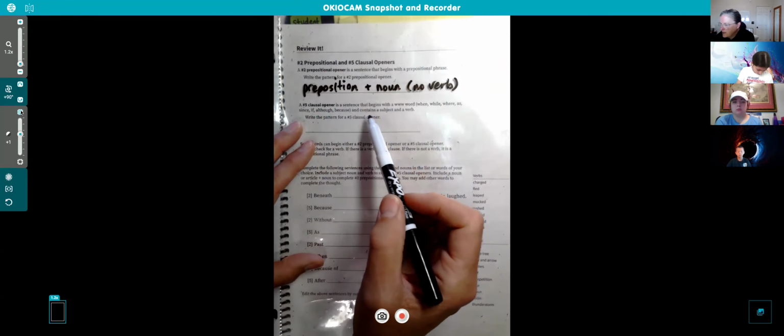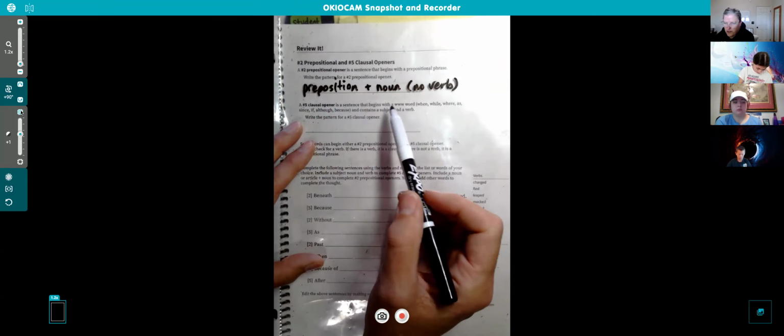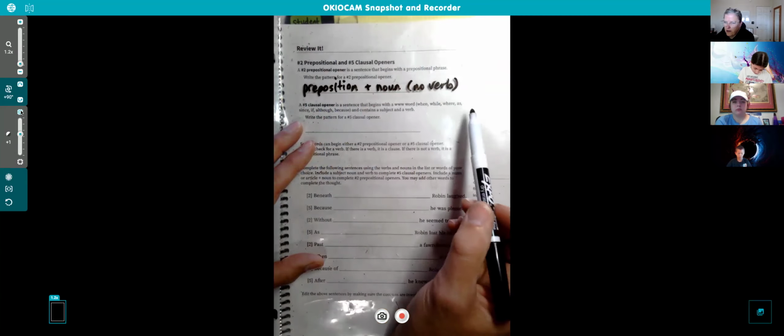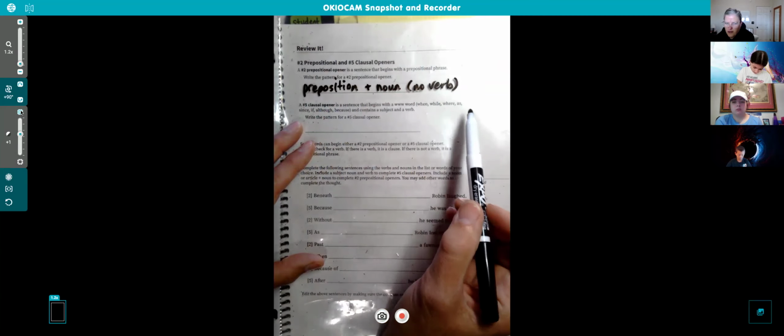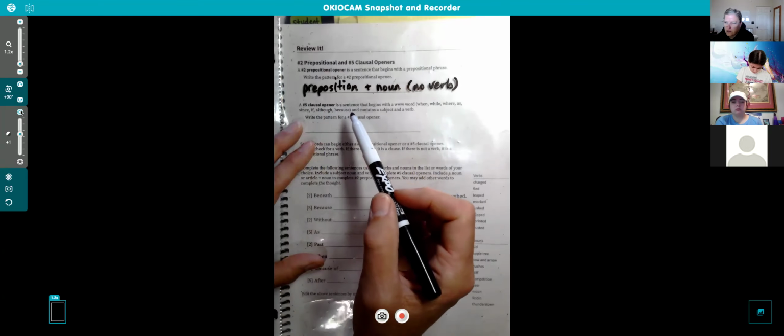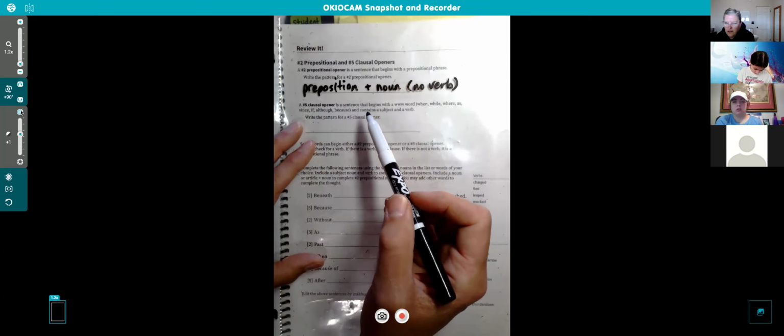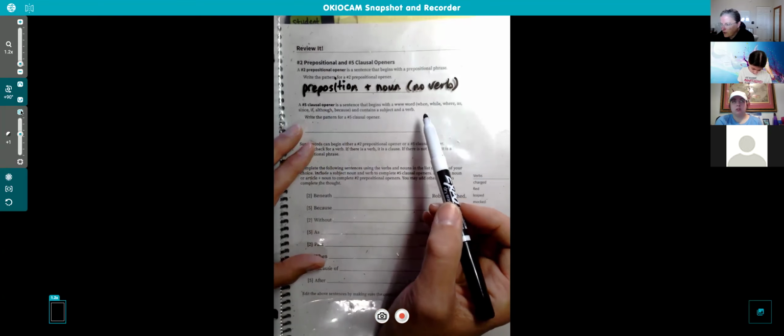We're on 157. So that's the pattern for a prepositional opener. It has to start with a preposition and it has to have a noun or sometimes a pronoun, but most of the time it's a noun, but no verb. And then we're going to talk about the clausal opener. It's a sentence that begins with a WWW word. And here they are: when, while, where, as, since, if, although, because. You guys know those. And it contains a subject and a verb.